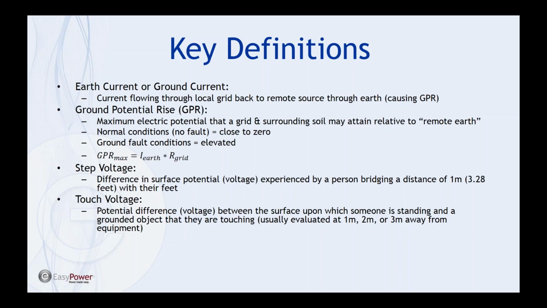Another key term is step voltage and touch voltage. Step voltage is defined as the difference in surface potential experienced by a person bridging a distance of 1 meter, or 3.28 feet, with their feet. It's essentially the difference in voltage between your 2 feet as you're standing on the ground, and that difference in voltage can cause a current flow, which could be dangerous. Touch voltage is the same thing, but with what you're touching. It's the potential difference between where your feet are on the ground and what you're touching, some sort of metallic structure or something like that. It can be evaluated at multiple distances depending on the situation and how conservative you want to be.